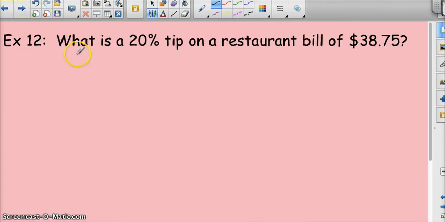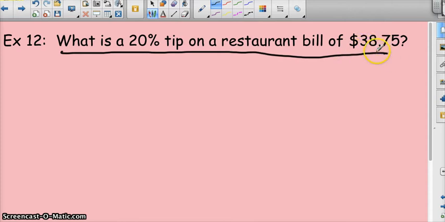Last one, a little practical application, a restaurant problem. So, if you've got a bill of $38.75 and you want to leave a 20% tip, which you should, I'm a former waiter, and that's a good tip. Make sure you take care of those waiters. What should you be paying?